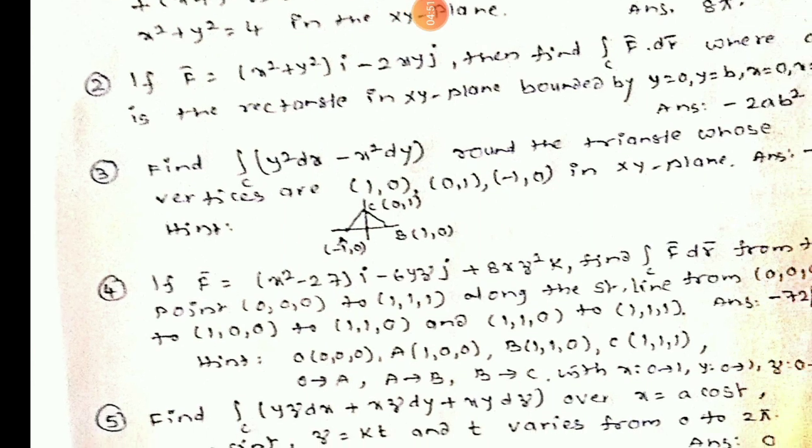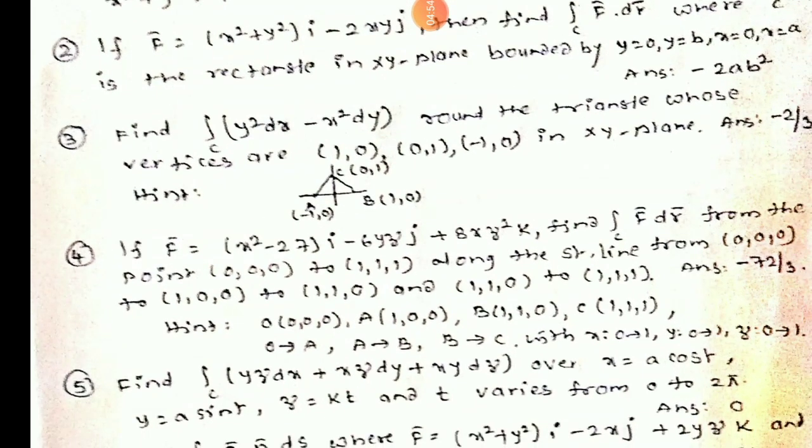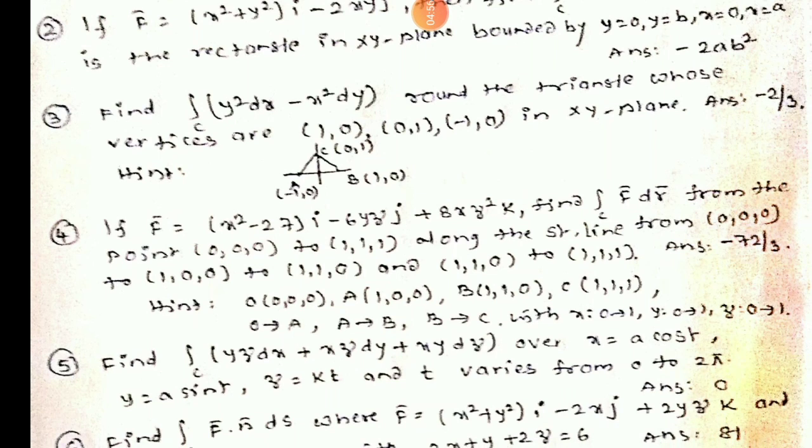Right. Coming to the fourth problem: they have given f bar, a vector point function, and ask to find integral over c f bar dot dr bar from the point (0, 0, 0) to (1, 1, 1) along the straight lines from (0, 0, 0) to (1, 0, 0), then (1, 0, 0) to (1, 1, 0), and (1, 1, 0) to (1, 1, 1). These are the different points they have given.